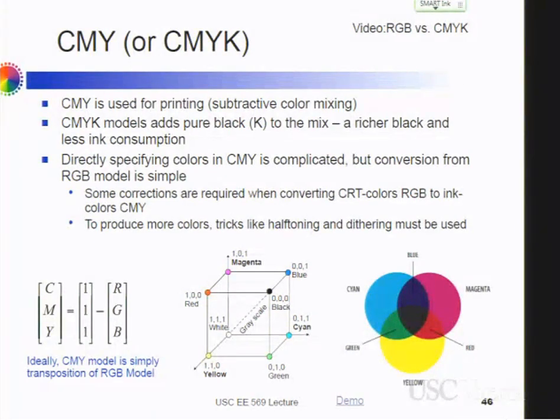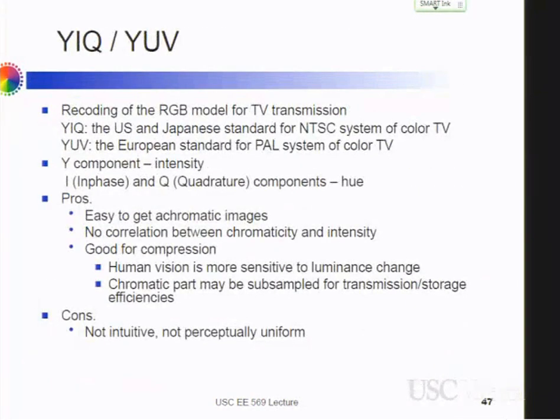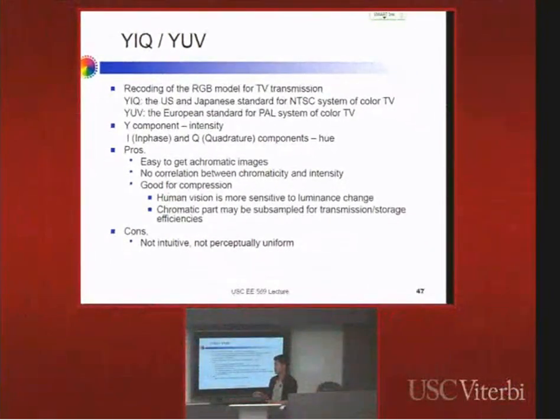So that's RGB and CMYK. A couple of other very important color spaces you probably need to know. For those of you who have already taken 669, which is image and video compression, you probably already know YUV. This is one of the most commonly used color spaces for video compression.